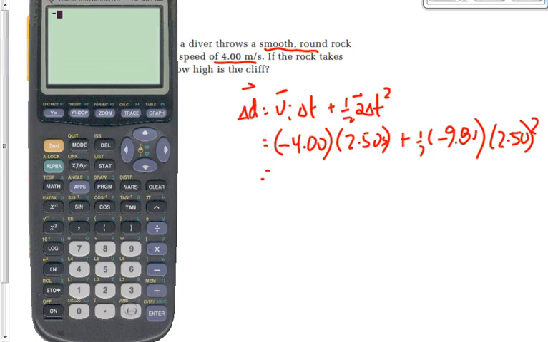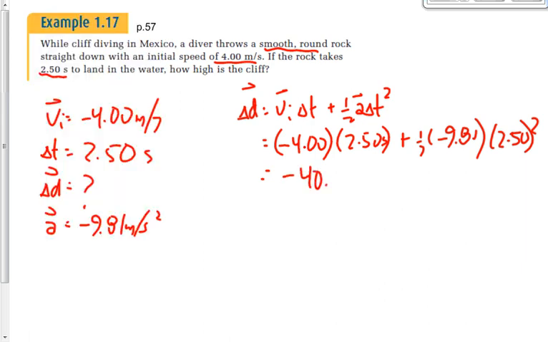We're going to say -4 times 2.5. Okay, it gives me -10. Let's add to this bracket 0.5 times negative 9.81, not positive, negative 9.81 times 2.5 squared. Let's end that bracket. We get negative 40.65 meters. Negative 40.66 it actually was, which technically should be rounded to 3 digits. So we'll make it negative 40.7 meters.